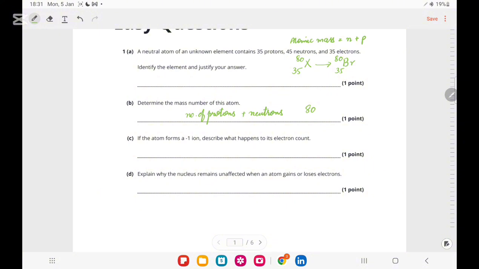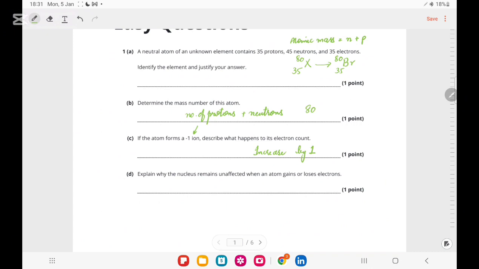If the atom forms a -1 ion, describe what happens to its electron count. If it is a -1 ion, then it represents that the atom has gained 1 electron. That means the electron count increases by 1.